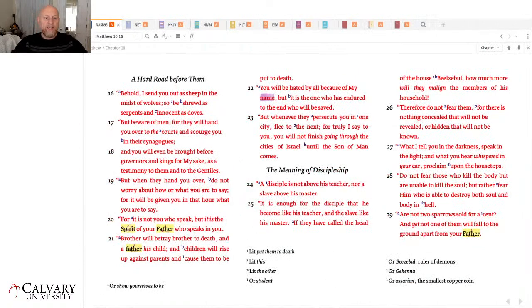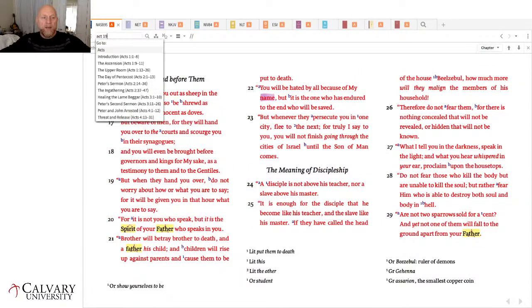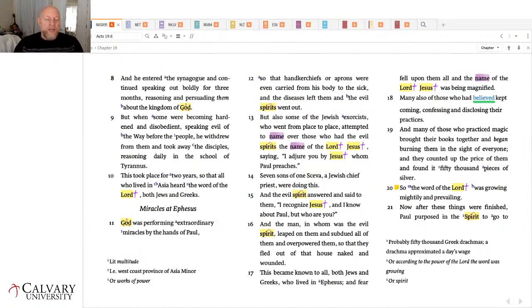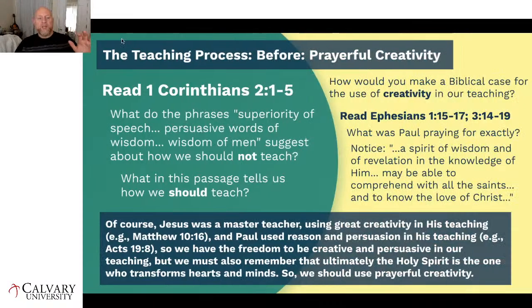Look at Acts 19:8. We're told here that he entered the synagogue and continued speaking out boldly for 3 months, reasoning and persuading them about the kingdom of God. All right, you tracking with me here? Jesus was a very creative master teacher. Paul was a master teacher. We could look at the teaching of Peter and others as well. But my point is that we do have the freedom to be creative and persuasive in our teaching. We have a lot of freedom to do that.